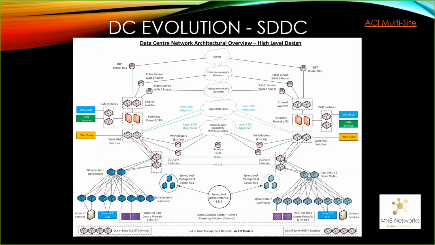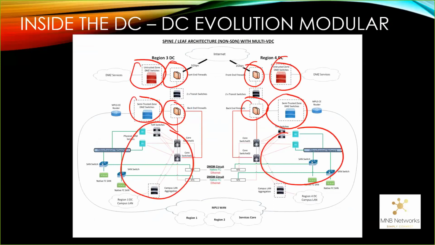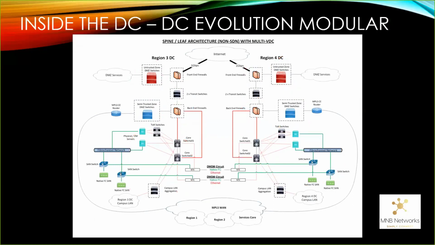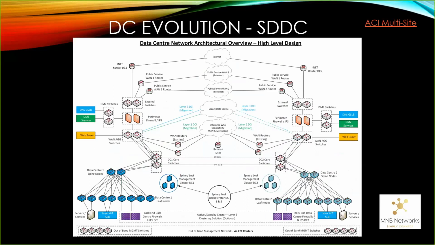Now, moving on to the next part, you'll see some commonality here between what we talked about here and what we're about to talk to. So just to be clear, the DC evolution, it went from chassis-based to modular with spine leaf, but with no software-defined networking. And then we move to a software-defined data center.